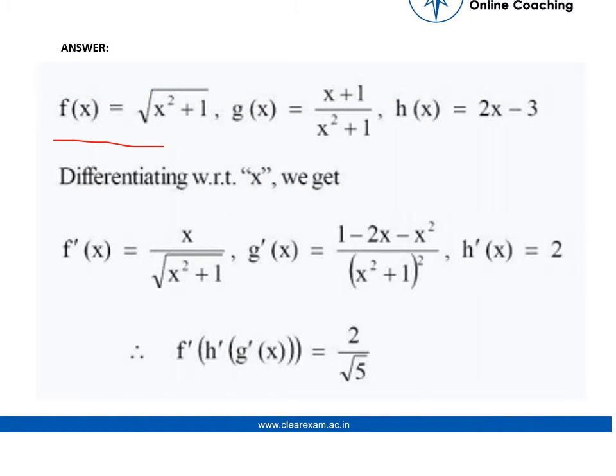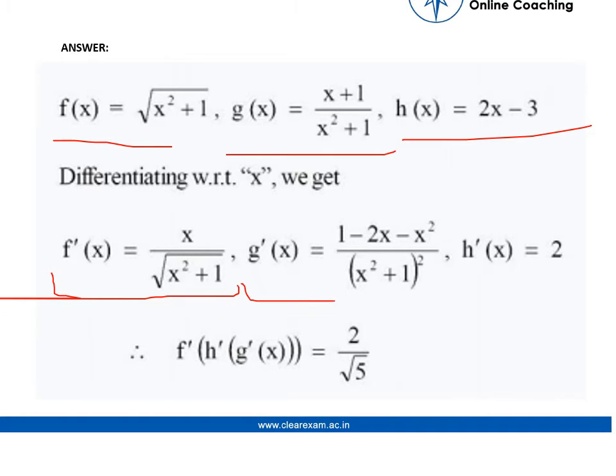Now we have the values of f of x, g of x and h of x. So differentiating f of x, we get x upon under root x square plus 1. Differentiating g of x, we get 1 minus 2x minus x square upon x square plus 1 whole square. And differentiating h of x, we get 2. Now we have the values here as they are.